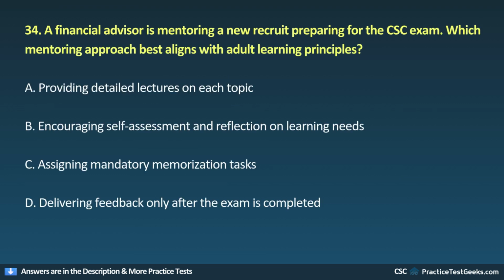34. A financial advisor is mentoring a new recruit preparing for the CSC exam. Which mentoring approach best aligns with adult learning principles? A. Providing detailed lectures on each topic. B. Encouraging self-assessment and reflection on learning needs. C. Assigning mandatory memorization tasks. D. Delivering feedback only after the exam is completed.